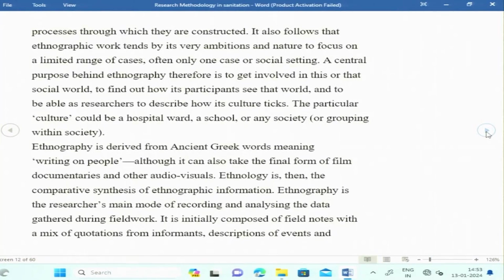Technically speaking, ethnography, which is derived from the ancient Greek word meaning writing on the people, can be narrated through film, documentaries, and audiovisuals. Whatever we are doing in terms of recording can be treated as one form of ethnography, which is put on record and can be analyzed and interpreted in your own way, whenever and wherever you are comfortable. So, ethnography is the researcher's main mode of recording and analyzing the data collected and generated during the field work.